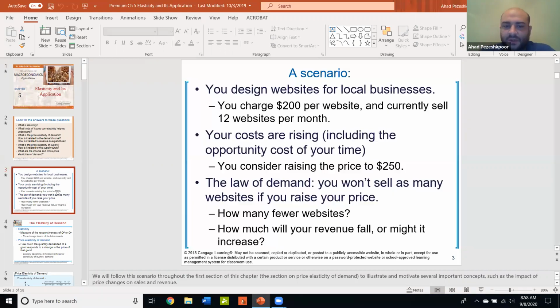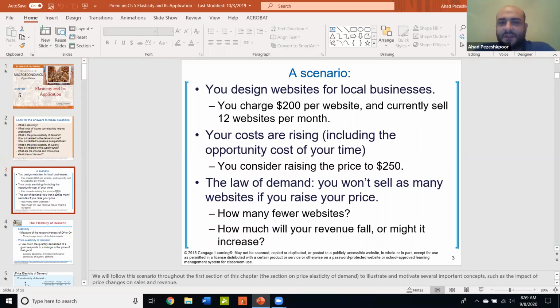Let's look at a simple example here. Now, assume you're a software developer, a computer engineer. You charge $200 per website you design, and you can right now design 12 websites every month. Now, your costs are always increasing.